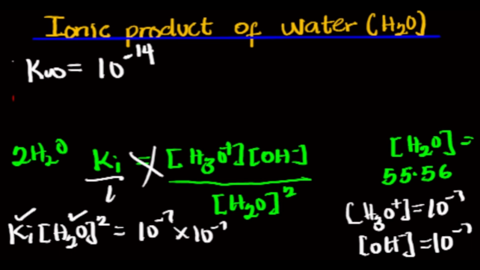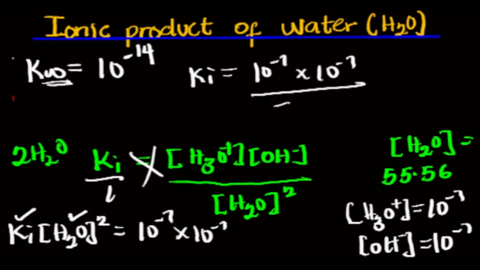Right, so that's why Kw is always equal to 10 raised to the power minus 14. This is basically the water constant. Now, in order for us to get the Ki itself, I'm going to have Ki equal to 10 raised to the power minus 7, multiplied by 10 raised to the power minus 7.